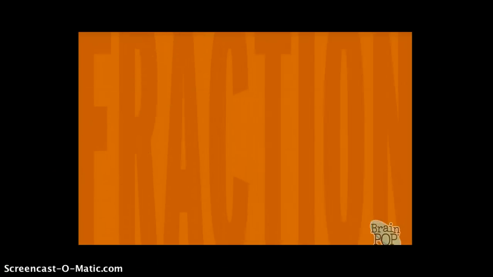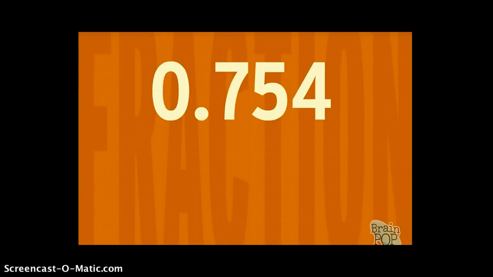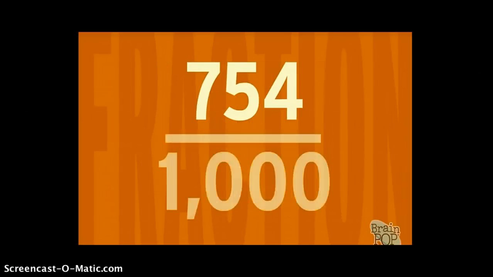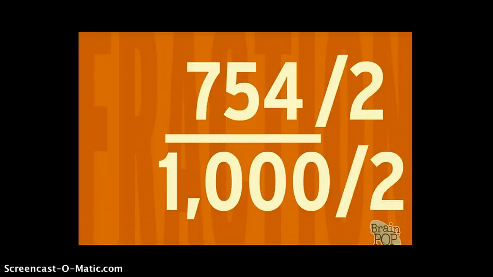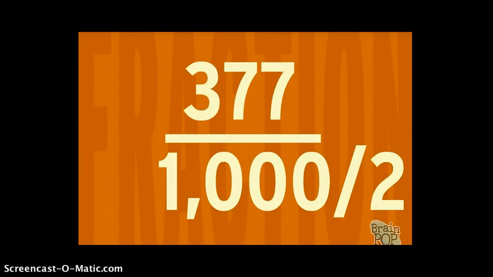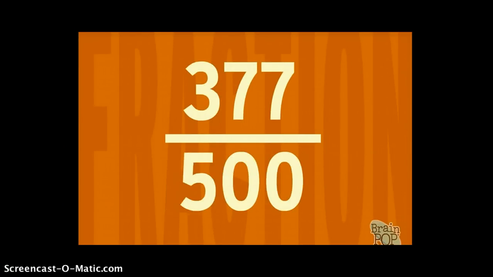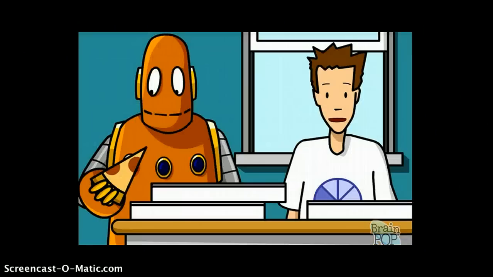If you had a number like 0.754 or 754 thousandths, you'd know to put the 754 over 1000. If you can simplify, you probably should. Let's see. Divide top and bottom by 2, that makes 377 over 500. And that's how you convert fractions to decimals.